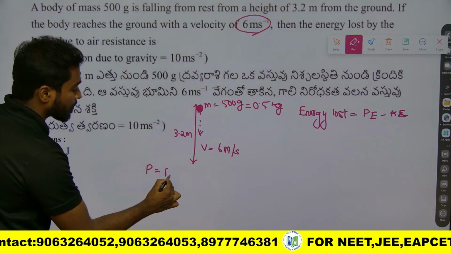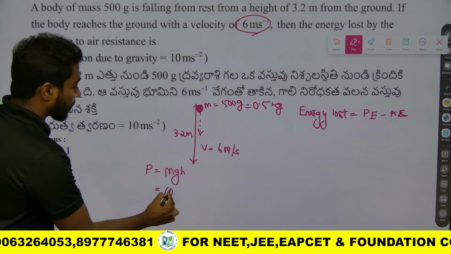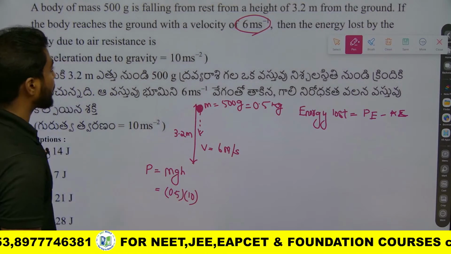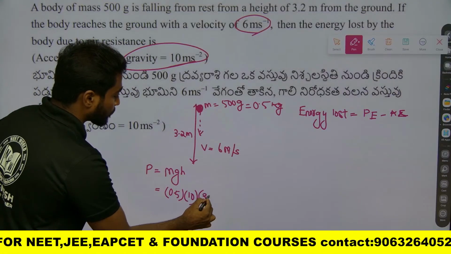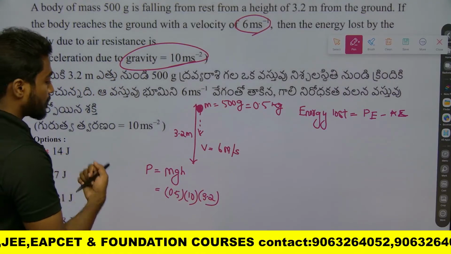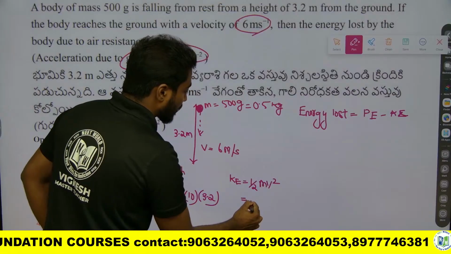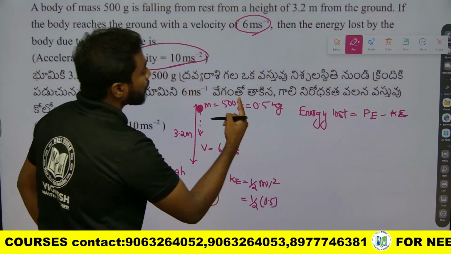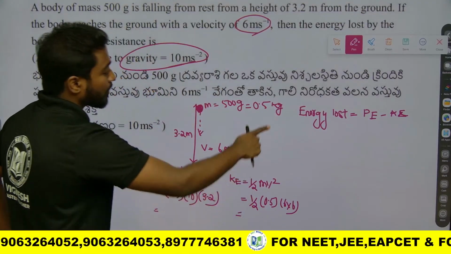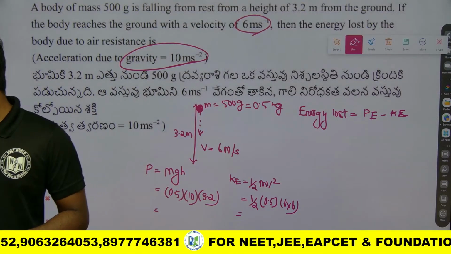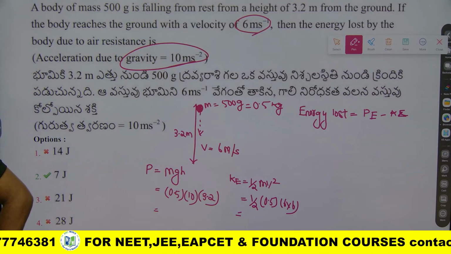The potential energy formula is mgh, which is nothing but mass 0.5, g is 10. They have given that we should consider 10 meter per second square, and the height is 3.2, right? Then kinetic energy is equal to half mv square, which is nothing but half into 0.5 into v, which is 6 into 6. So find the answers for potential energy and kinetic energy and substitute the values, you will get the answer. Do it first and give the answer in the comment boxes, guys, whatever answer you are getting.